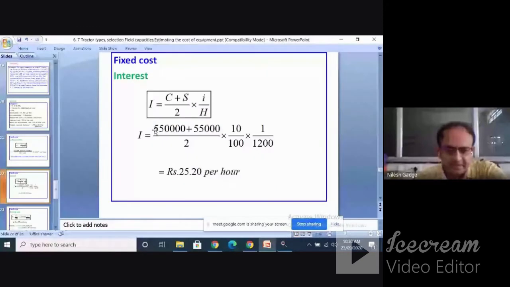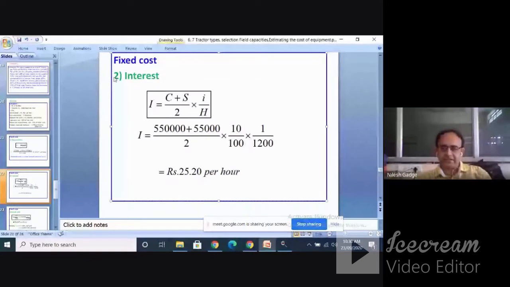Fixed cost. Say this is the second number. We are calculating the fixed cost. In that, the second term is interest. Interest is calculated as (C plus S) divided by 2, into I upon H. C is the capital cost, 5,50,000, plus the salvage value. Salvage value will be 55,000, which is 10% of 5,50,000. Divided by 2 because it is the average of C and S.